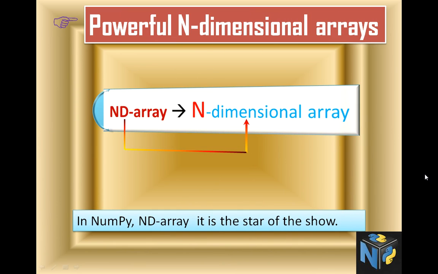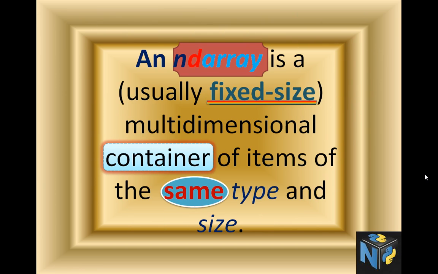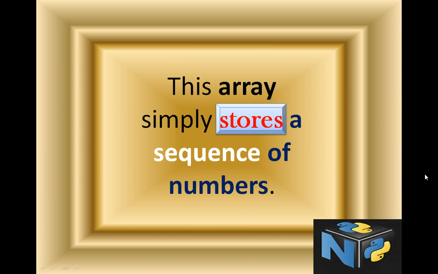ND array. In NumPy, the ND array is the star of the show. This feature is wonderful. Here ND stands for n-dimensional array, where D stands for dimensional. Before talking about this feature of NumPy, let's first get clear about what an ND array is. An ND array is a multi-dimensional container of items of the same type and size, so you can say usually fixed size. This array simply stores a sequence of numbers.